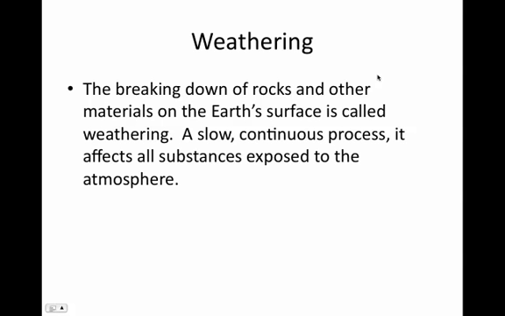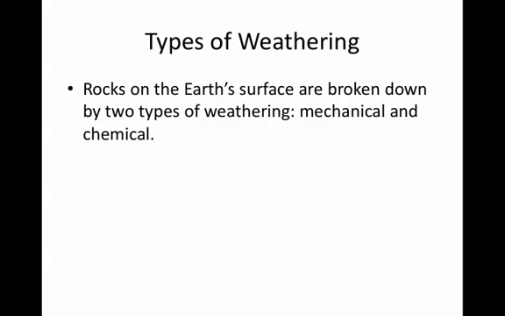So in general, weathering, by definition, is the breaking down of rocks and other material of the Earth's surface. It's a slow, continuous process, and it affects all substances that are exposed to our Earth and the atmosphere. There are two types of weathering: rocks on the Earth's surface, igneous, sedimentary, or metamorphic, are broken down either mechanically or through a chemical process.